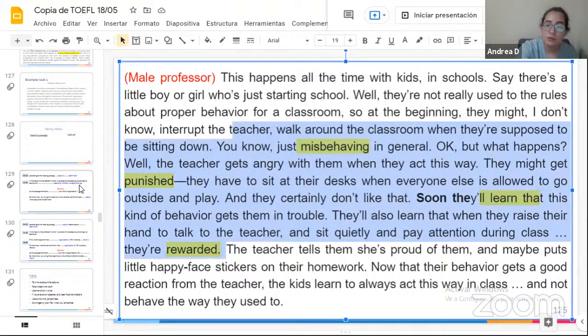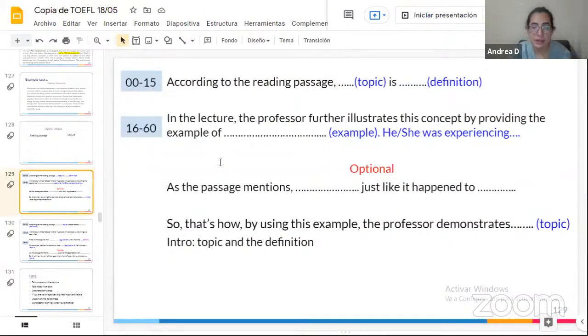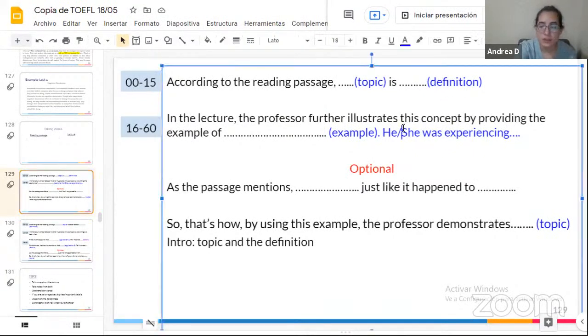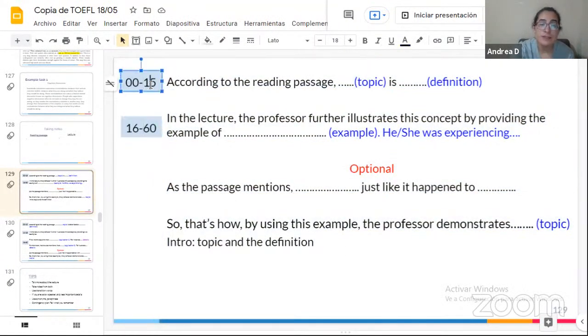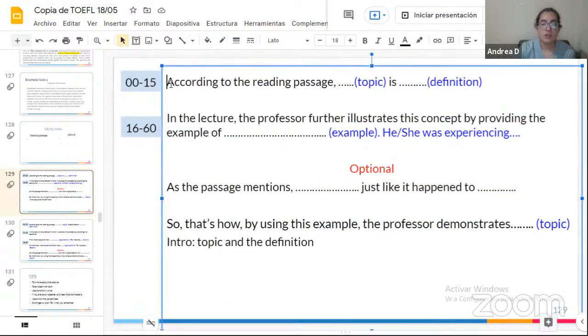But before we do that, I would like to take a look at the template. This is the template that we have. It's a pretty complete one. You can change the words, as I always say, but keep the structure, please. In the template, look at the times here. In 15 seconds, you have to give the introduction, and then the rest of it is supposed to be for the lecture. You know what I always say for the speaking.